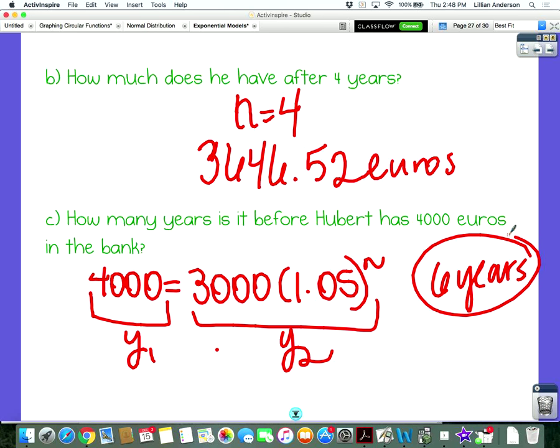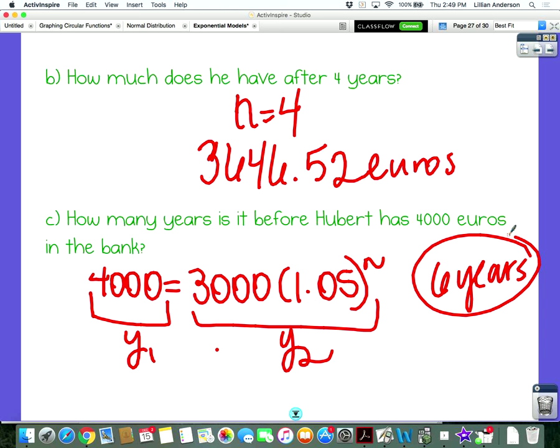Well, it said before Hubert has, so I thought it would be 5. So I did 6 at first, and I was like, wait, no. Well, it still would be 6. I know that wording is kind of a little off, but it's actually saying, how many years has elapsed before he actually accumulates 4,000 euros? Yeah, that's what it's actually saying.